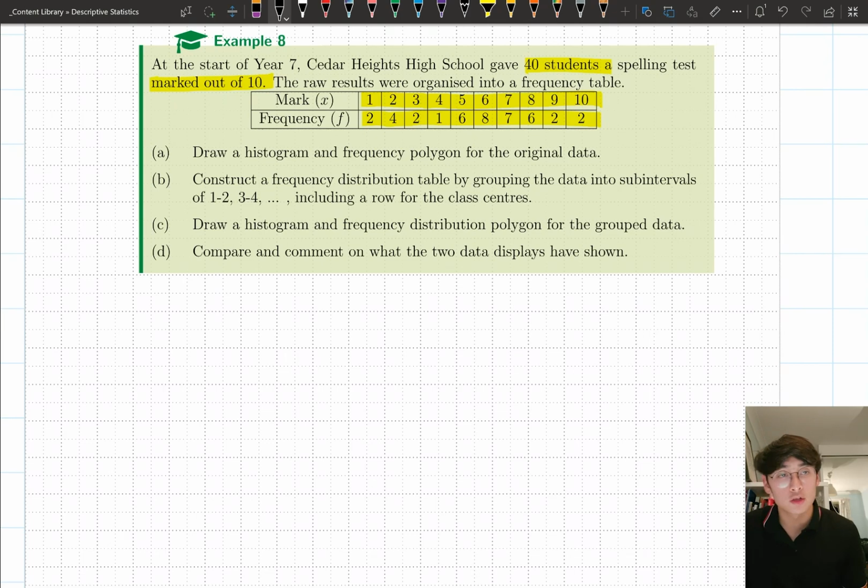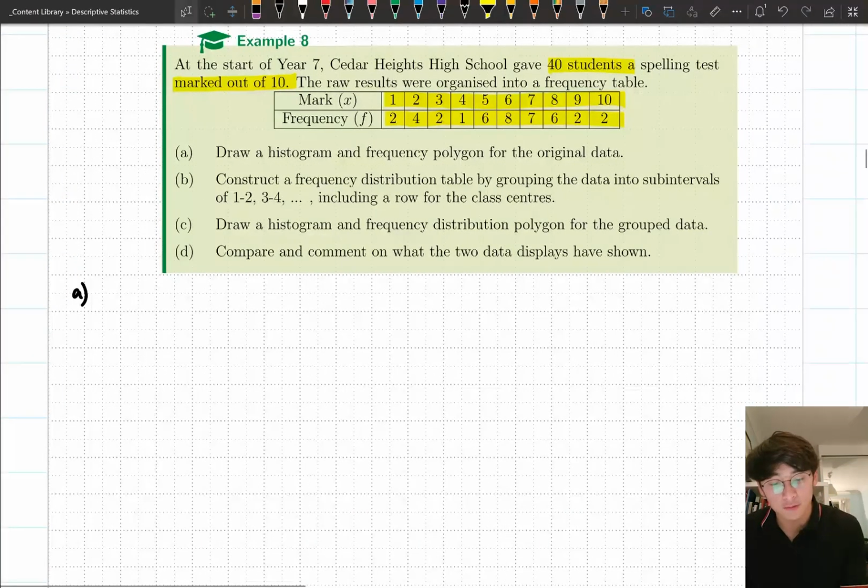Part A. Construct a histogram and polygon for the original data. So what we're going to do is create our axes. Here the highest frequency was 8, so I only need to go up to 8.